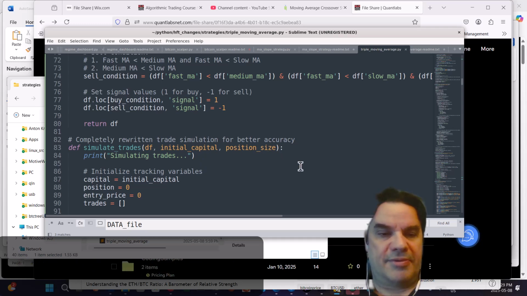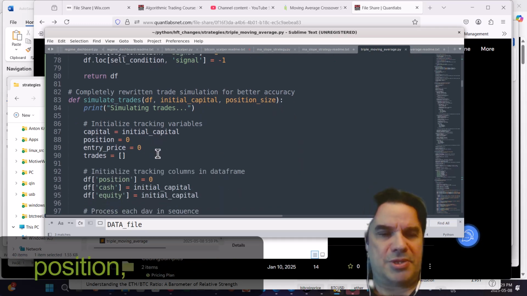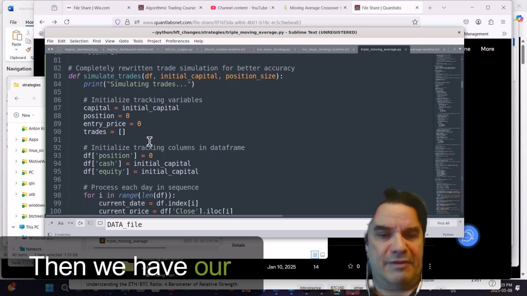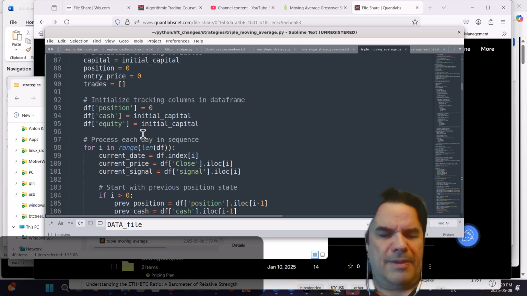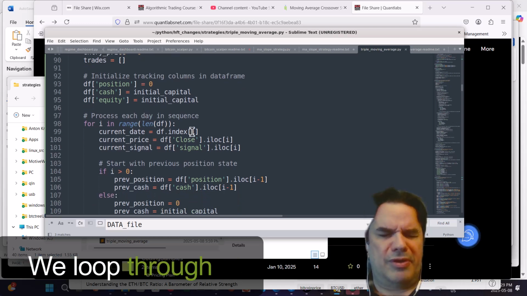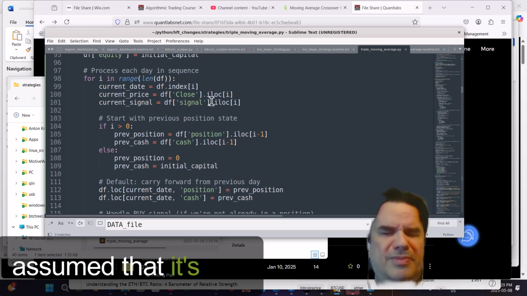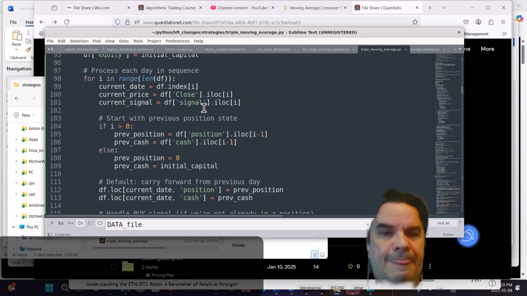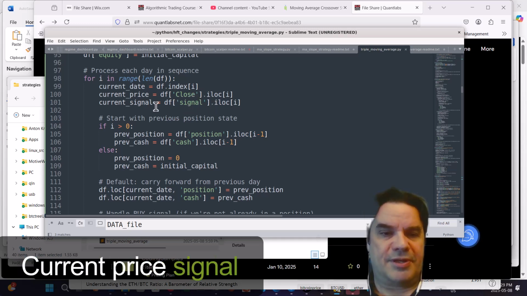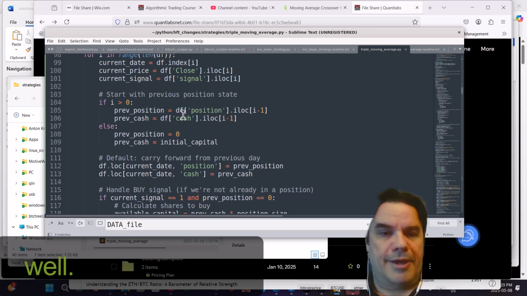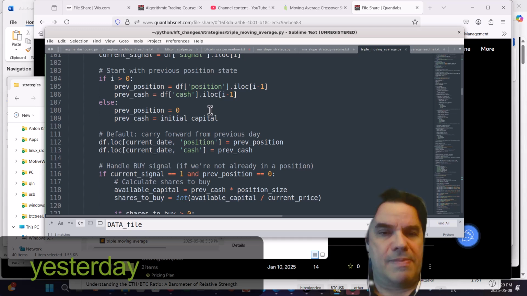Then we simulate the trades. We have our capital, position, entry, all that. Then we have our data frame with the initial capital and the equity as well. We loop through it, going day by day, or assume that it's day by day, however the data is. We take the current price and signal, then work on the previous position from yesterday, capture that, and carry it forward to the previous day.